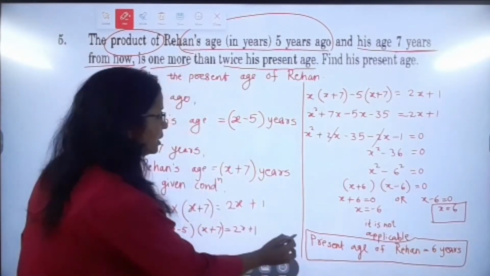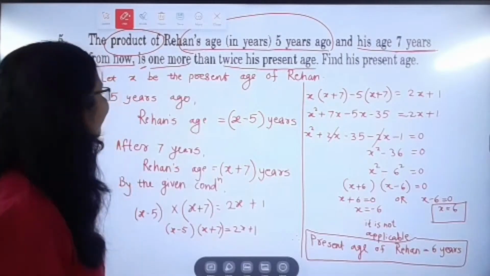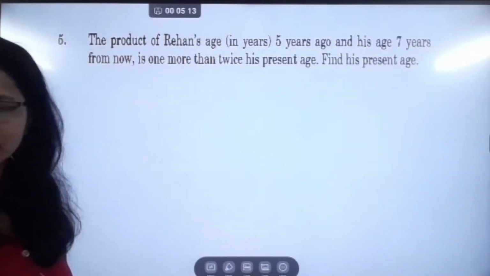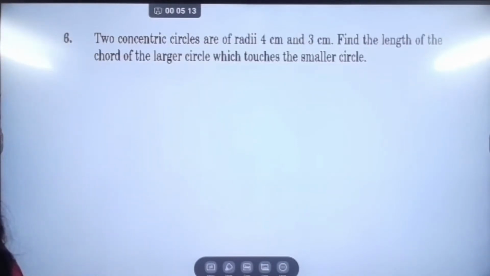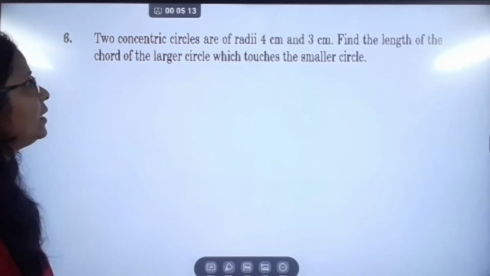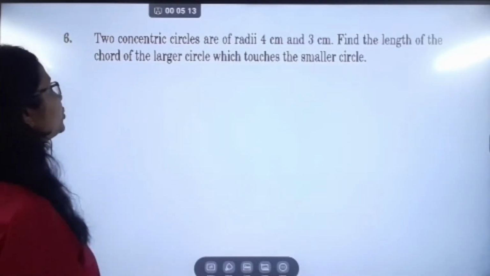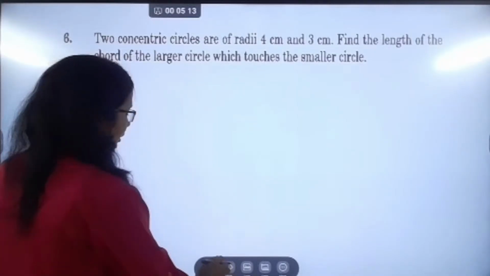Okay students, this is our final answer this way. Now the next example. Students, see the next example. Two concentric circles are of radii 4 centimeter and 3 centimeter. Find the length of the chord of the larger circle which touches the smaller circle.